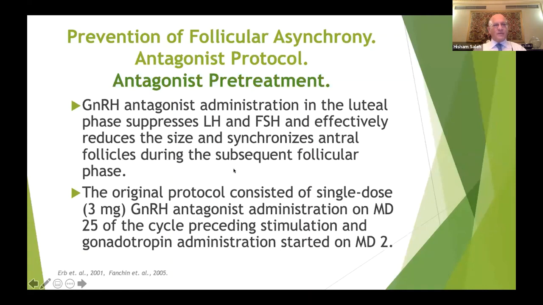during subsequent follicular phase. The original protocol consisted of a single dose of 3 milligram GnRH antagonist administration on the menstrual day 25 of the cycle preceding stimulation.